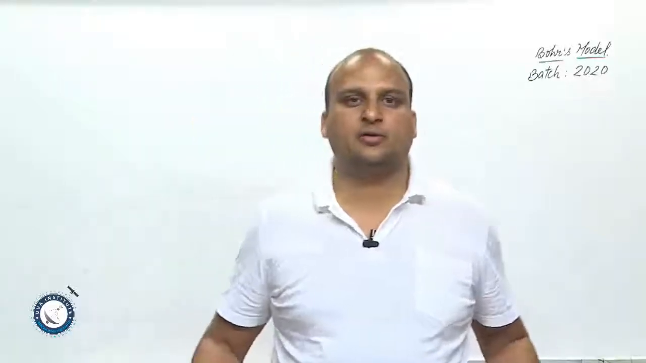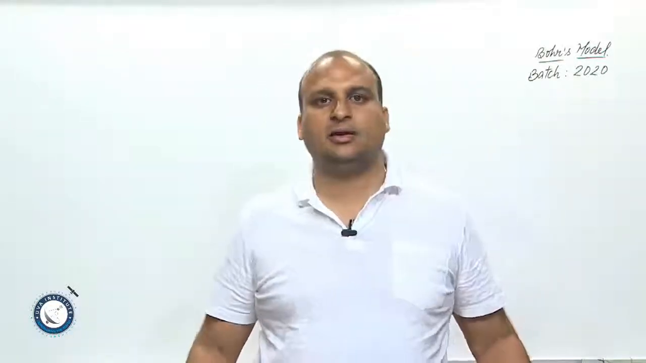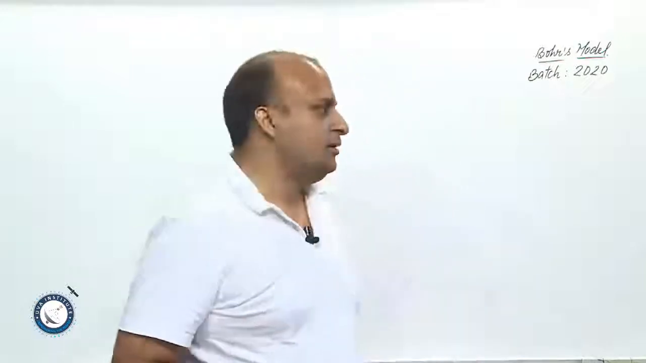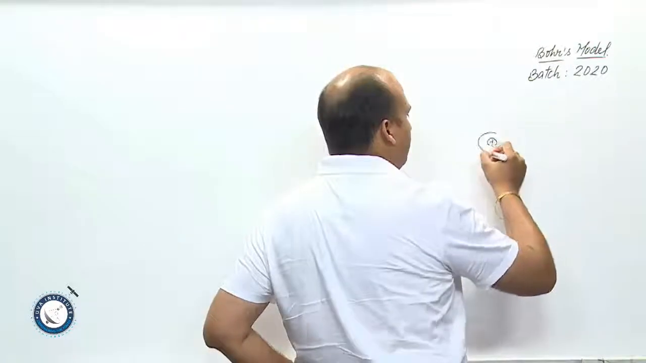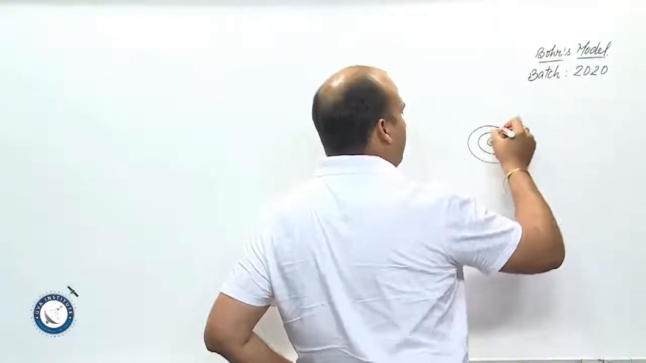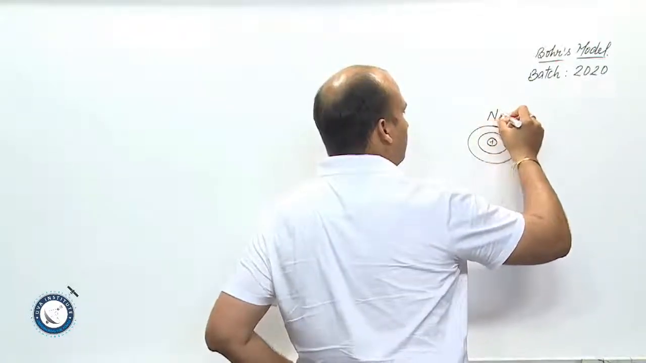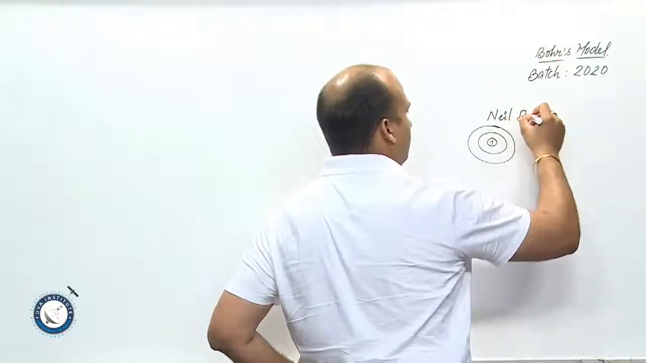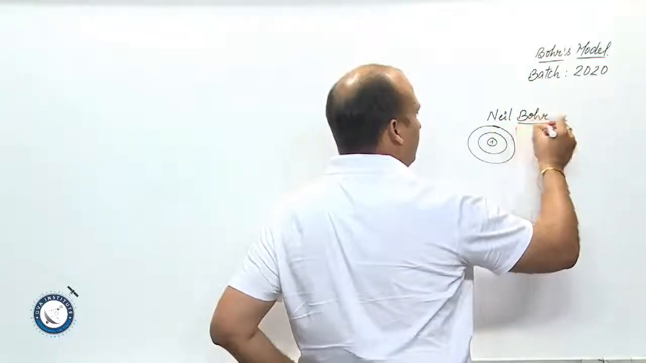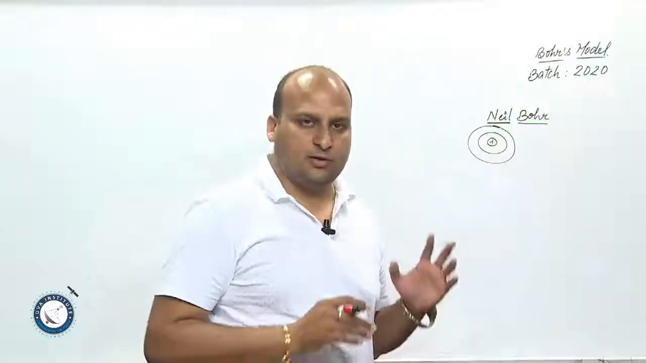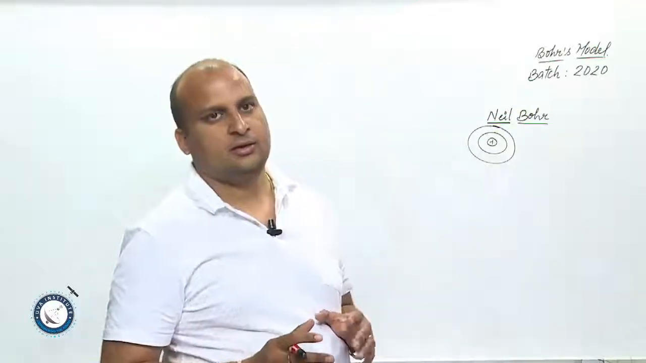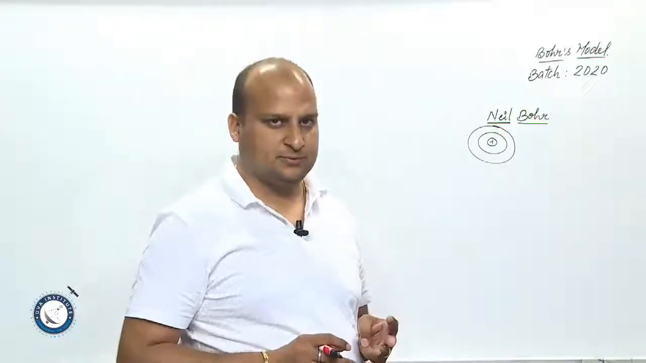One of the earlier models, which was given by Niels Bohr for explaining the structure of the atom. ये जो एटम है इसके स्ट्रक्चर को समझाने के लिए नील बोर ने एक मॉडल दिया था. Okay, fine. So what all did he say? Fine. He gave us three expressions.